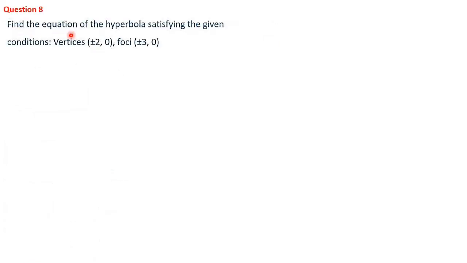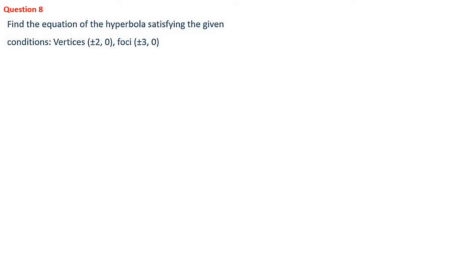On to the 8th question. Find the equation of the hyperbola satisfying the given conditions. Vertices plus or minus 2, 0. Foci plus or minus 3, 0. So just a somewhat different question when we compare with the previous questions. Here vertices plus or minus 2, 0 and foci plus or minus 3, 0. When we observe these two coordinates, it is quite clear that these two are on the x-axis. So the axis of the hyperbola will be x-axis.